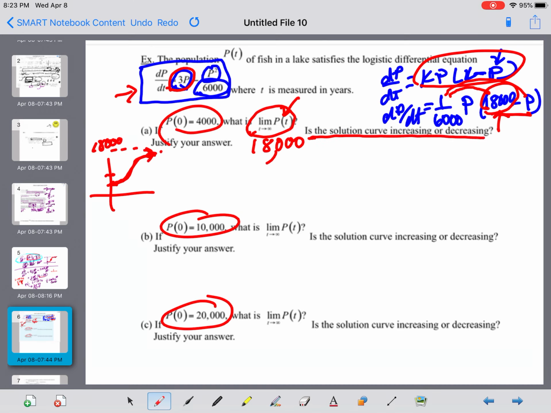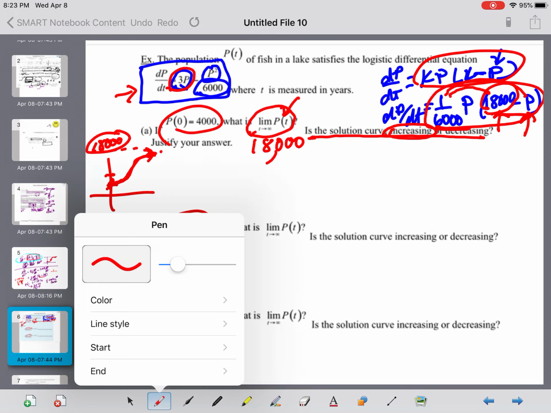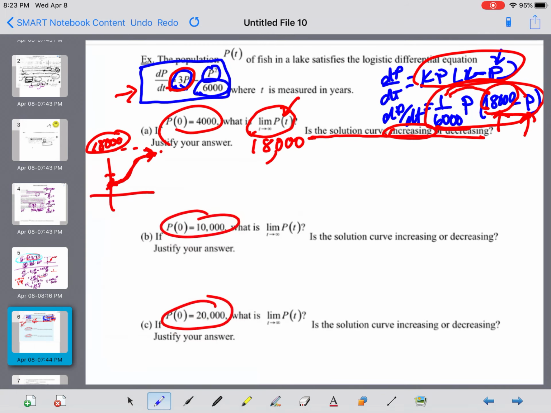Now, is the solution curve increasing or decreasing? Well, if it can hold 18,000 and we put in 4,000, just by common sense, it should be increasing. But also, if we look at our first derivative right here, I don't even think I need to do a plus minus chart. If I put in 4,000 right there, this part's going to be positive, and this is already all positive. And so my first derivative, dP dt, the population growth, is greater than 0, and so it's increasing.